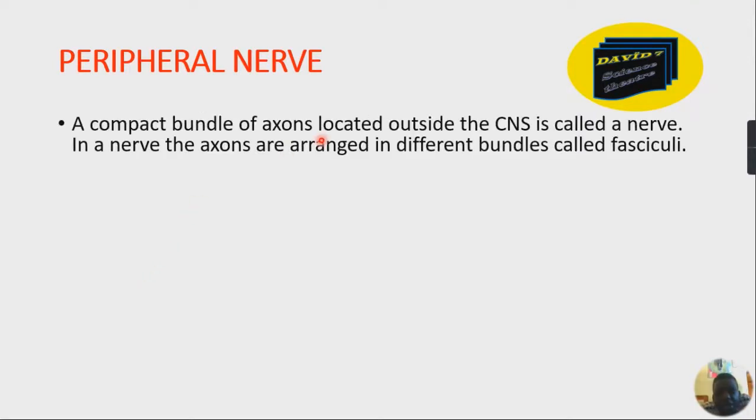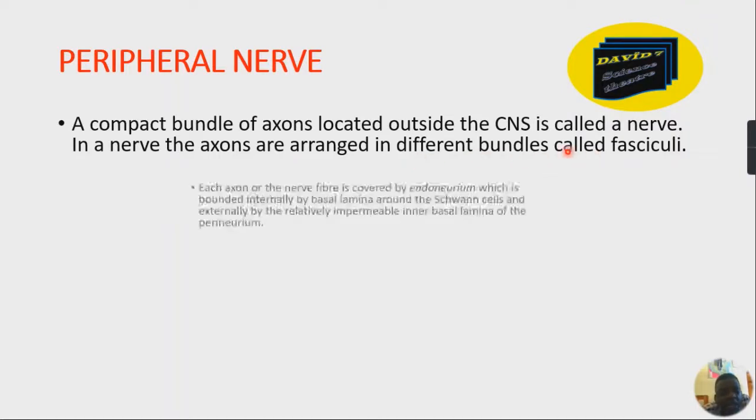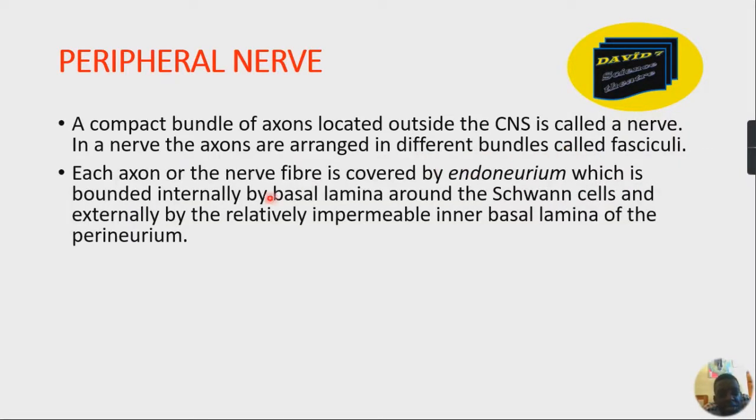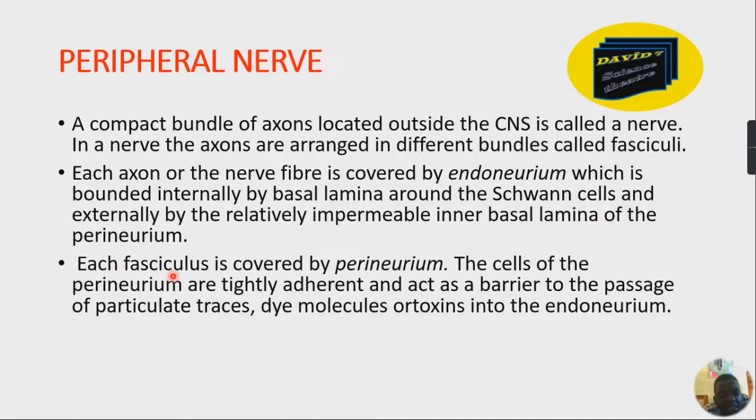A compact band of axons located outside the CNS is called a nerve, a peripheral nerve. And in this nerve, the axons are arranged in different bundles, which we call the fasciculi. Each axon or nerve fiber is covered by endoneurium, which is bounded internally by basal lamina around the Schwann cell and externally by relatively impermeable inner basal lamina of the perineurium. Okay, we've seen this. And each fasciculus is covered by perineurium.